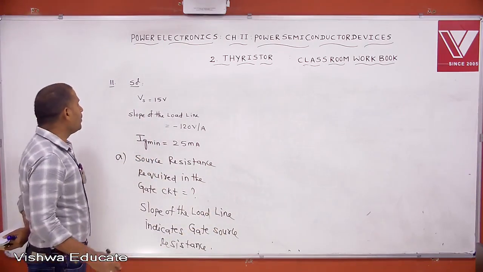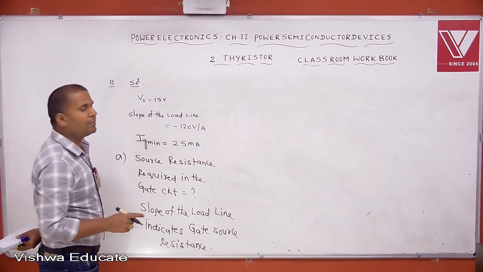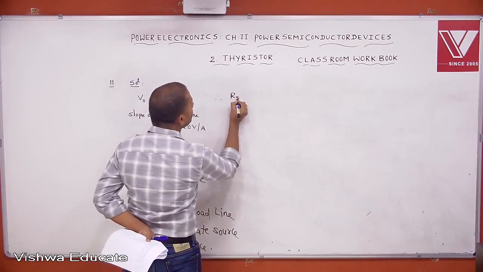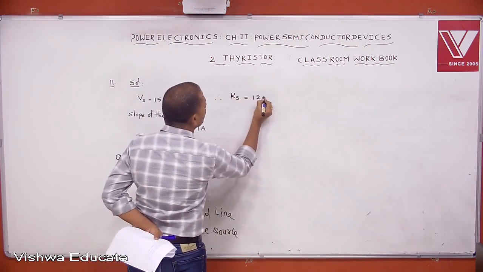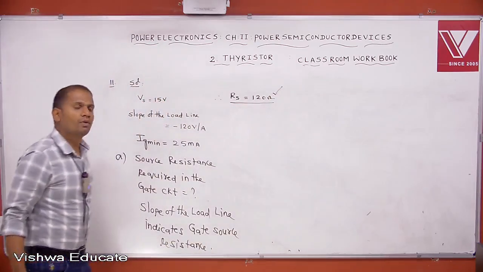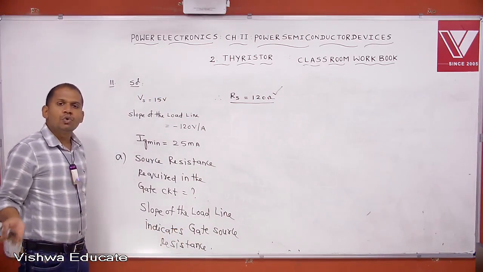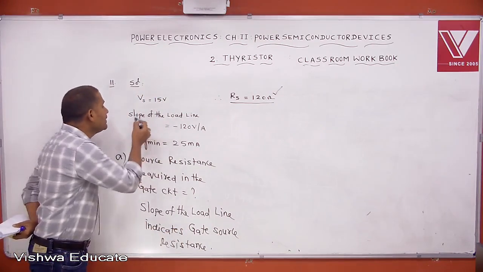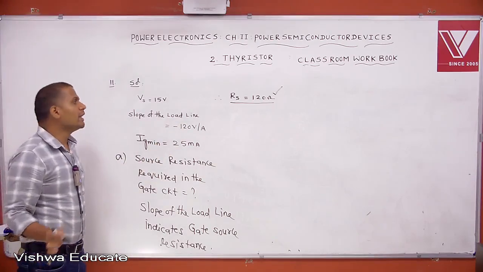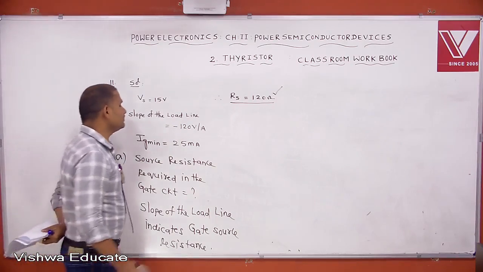In the given problem, the slope of the load line is minus 120 volts per ampere. Therefore, gate source resistance Rs equals 120 ohms. This is the first question's answer. The slope of the load line is given as minus 120 volts per ampere, therefore the gate source resistance is 120 ohms.